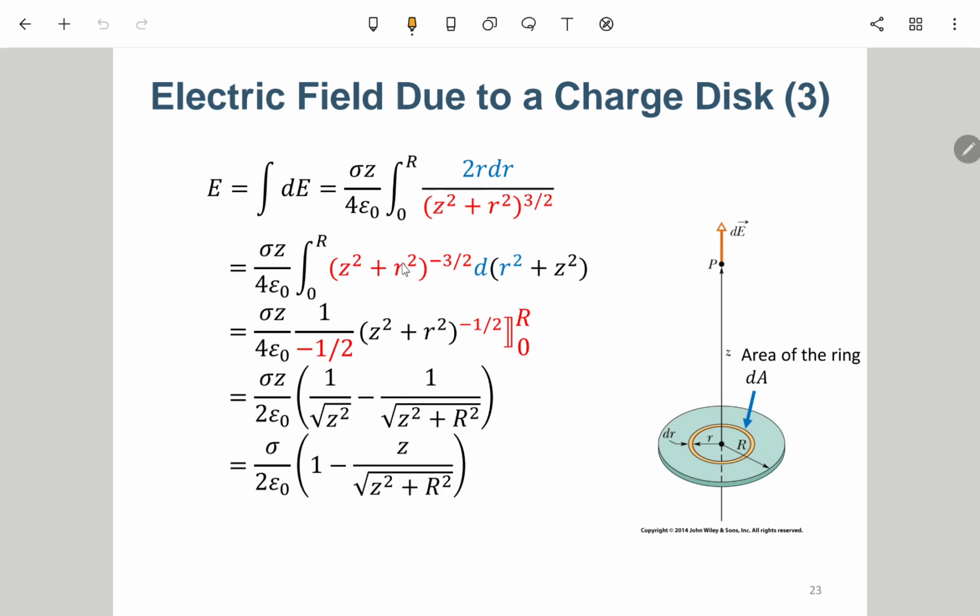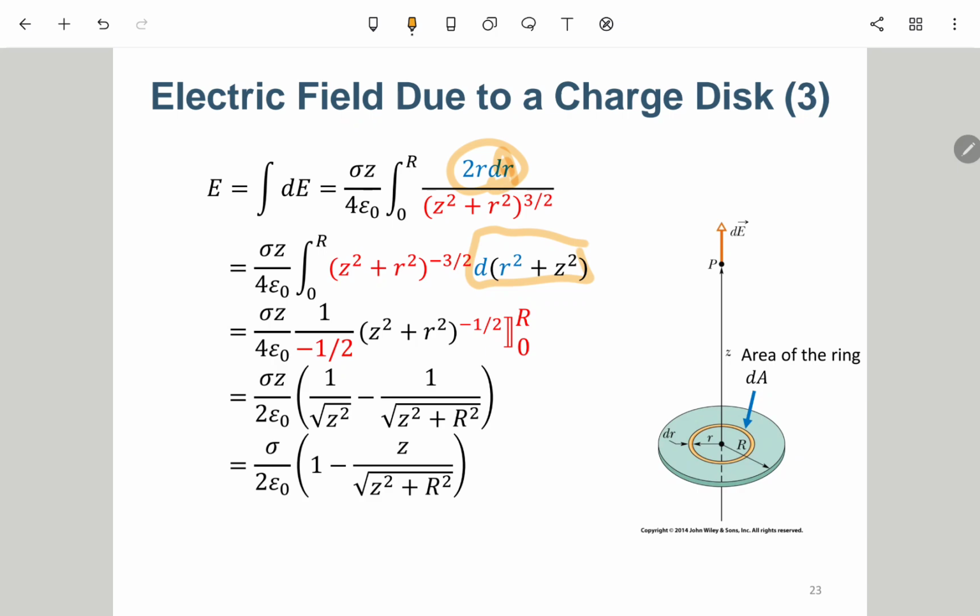Okay, so this part doesn't change, and this part doesn't change either, but here we need to do something like a change of variable, actually like the reverse case of the chain rule. So 2r dr, okay, 2r dr is actually this one.